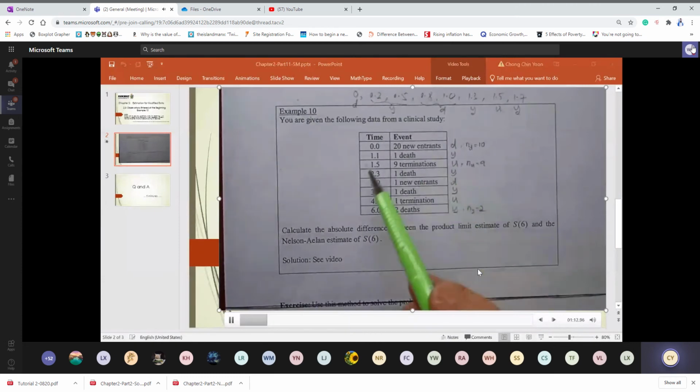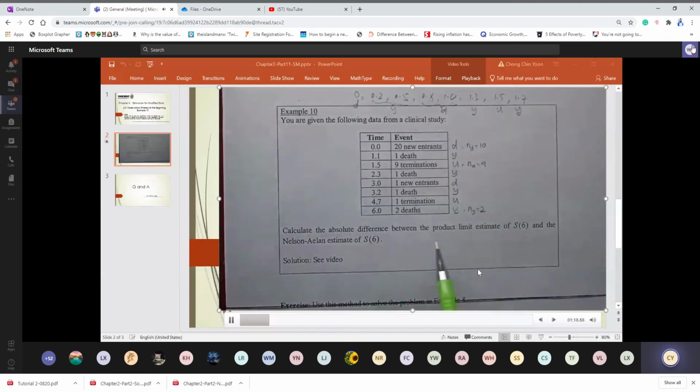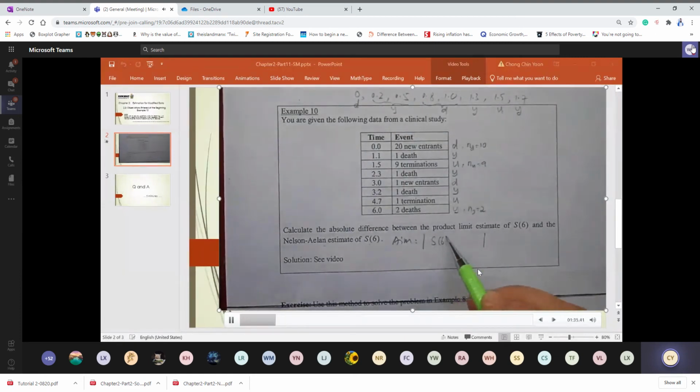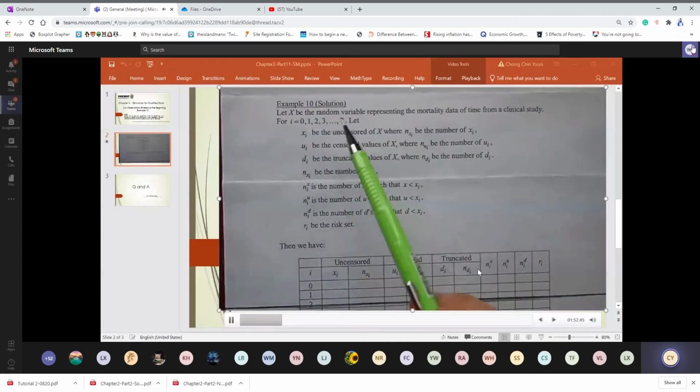Based on this data and also the frequency here, we need to calculate the absolute difference between the product limit of S6 and the Nelson-Aalen estimate of S6. So our aim for this problem is to find the absolute value of this difference, that is S6 under Kaplan-Meier, let's say is K, minus S6 based on the Nelson-Aalen, let's say is Sn. So this is our aim. Let's look at the solution of this example 10.